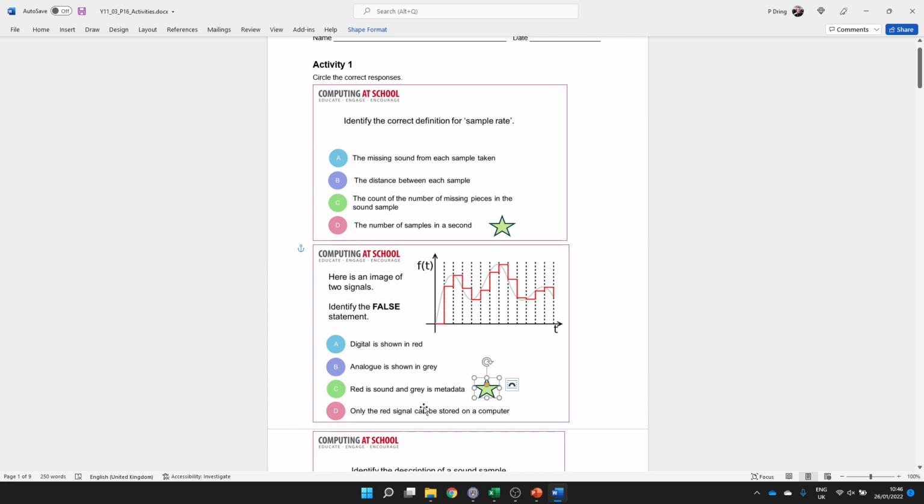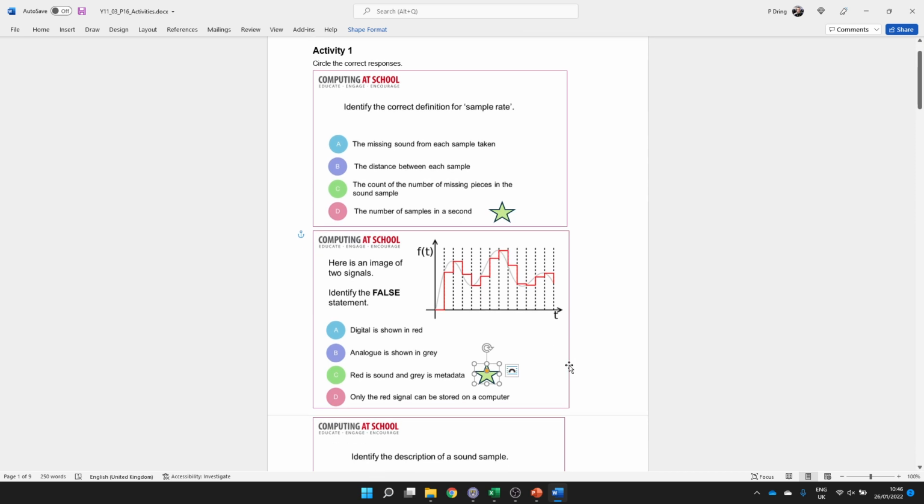And only the red signal can be stored on a computer. Well, that's true. The red one can be stored on a computer because it can be converted into binary. The grey one can't be stored on a computer because it's analog. You can only store digital signals on a computer.